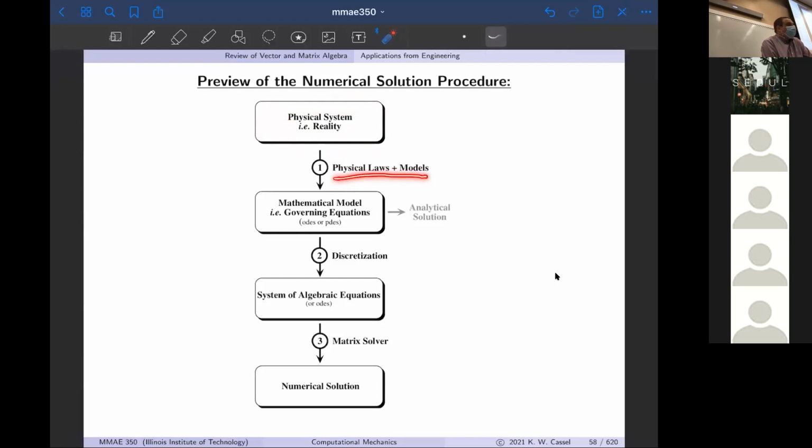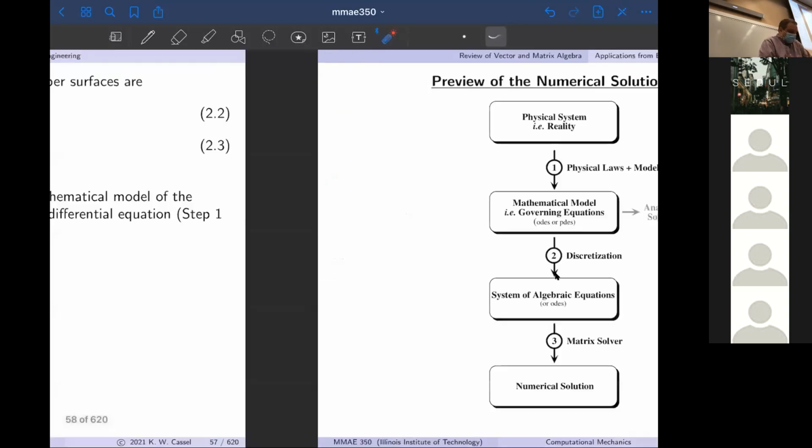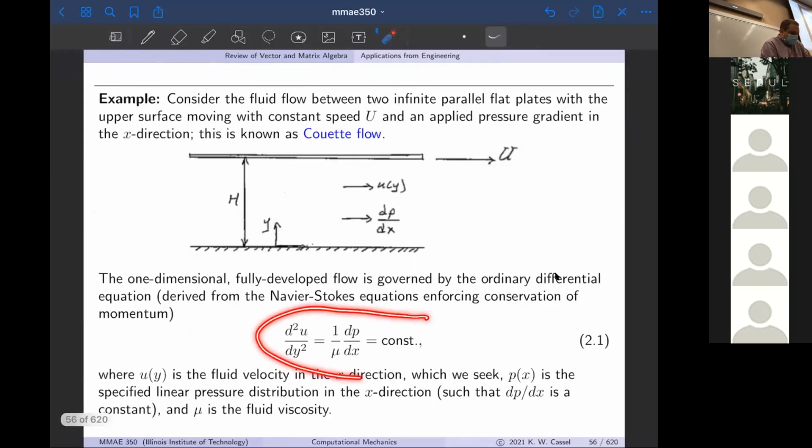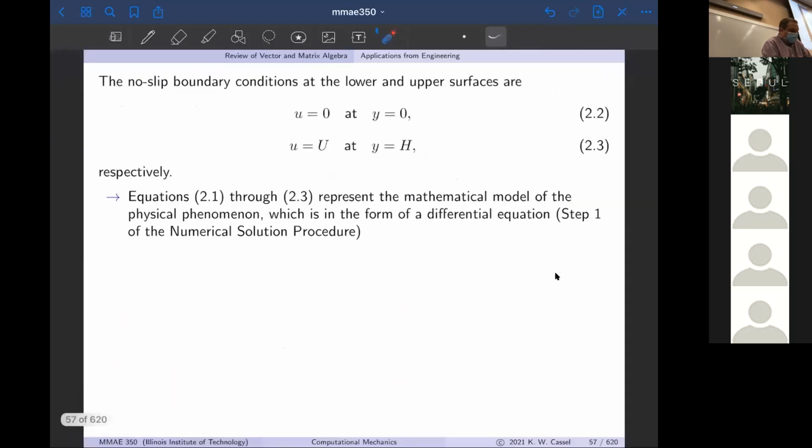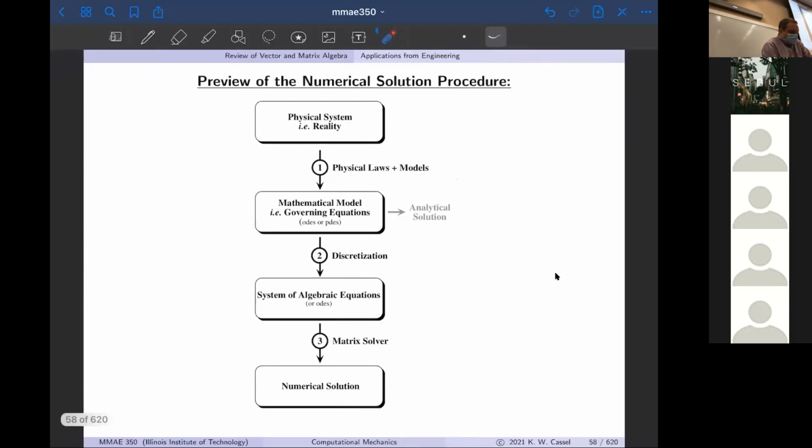Then we apply physical laws and models. So physical laws are things like conservation of mass, conservation of momentum, conservation of energy. Models are things like maybe I'll use the ideal gas law. Maybe I'll assume that there's no friction. Maybe I'll assume that it's 2-dimensional or 1-dimensional. So those all go into step 1, which is to translate the reality into the governing equations for that physics. That we call the mathematical model. So it's a mathematical model of the physical situation. In this case, that's this. The equation plus the boundary conditions, that is the mathematical model.